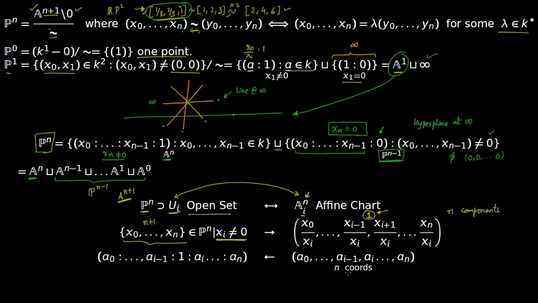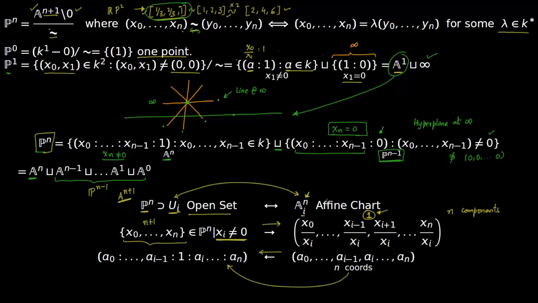Now you can go from these n coordinates to n plus 1 coordinates, a chart in the opposite direction. So you have a chart in this direction, now we are going in this direction. What you're doing is just inserting 1 here. You start with n coordinates, skipping i, and you go back here and insert a 1. So you can put open sets in correspondence with this affine chart.